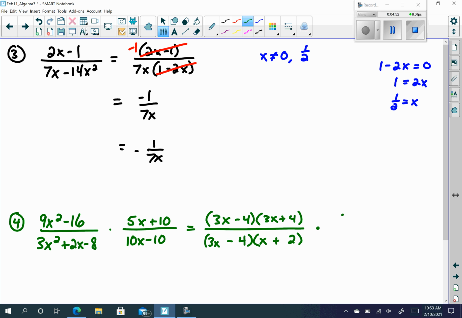5x plus 10, there's a GCF of 5. I'm left with x plus 2. And then in our denominator, GCF of 10, I'm left with an x minus 1. Again, I don't have to worry about restrictions here, but the x plus 2's will divide out, the 3x minus 4's will divide out, 5 with the 10, 5 will become a 1, 10 will become a 2. So now I am left with a 3x plus 4 up top, and then I have a 2 times the quantity x minus 1 in our denominator.